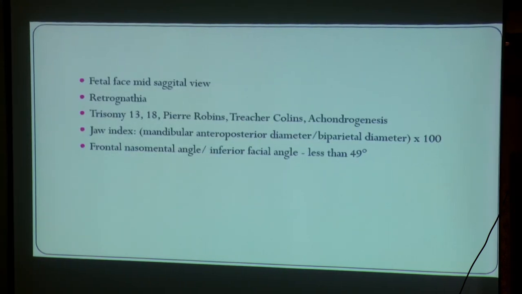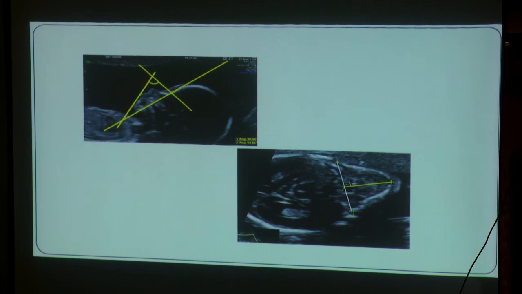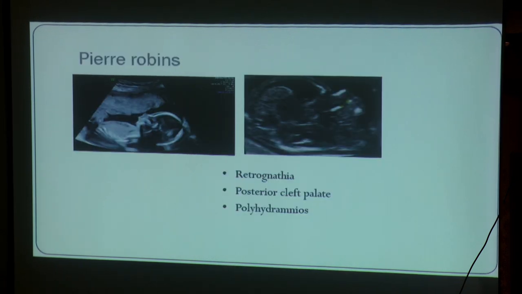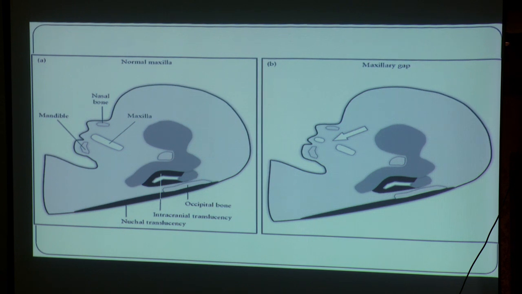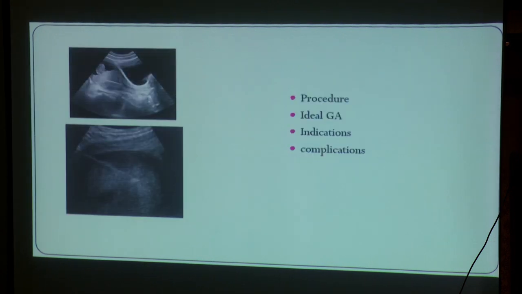To confirm if it is a retrognathia, an angle is drawn between the frontal nasal junction and the mentum, the frontonasal angle, and the jaw index, the AP and transverse diameter of the jaw, is calculated. This tells if it is a retrognathia. In Pierre Robin syndrome, we'll have a triad of retrognathia, posterior cleft palate, and polyhydramnios. So this is the normal image, with nasal bone, maxilla, and mandible lying on the same line, and here we have a cleft palate, posterior cleft palate.